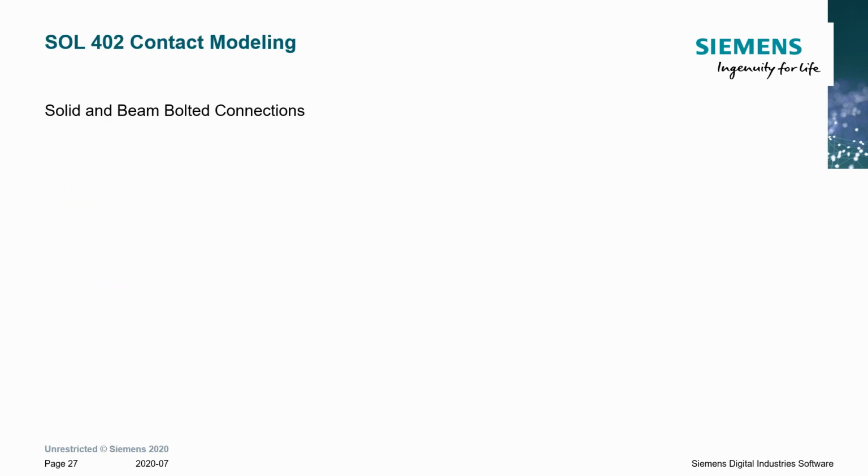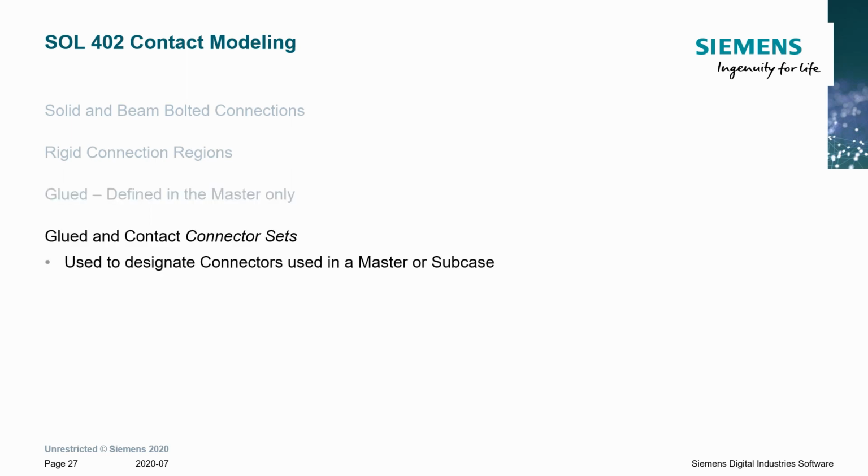Okay, contact modeling, you could do solid and beam bolted connections in 402. You could do rigid connection regions. Again, just like 401, glued contact is defined in the master only.